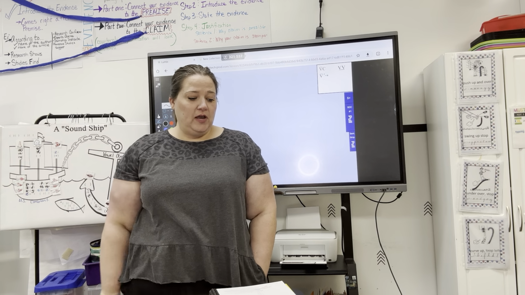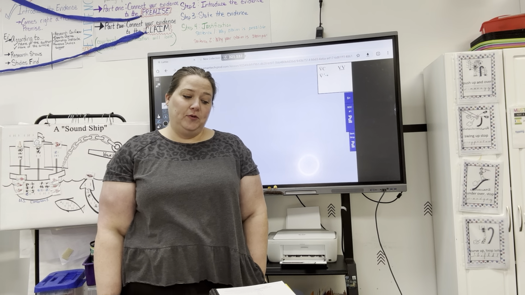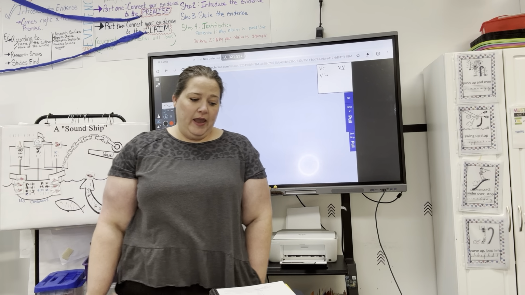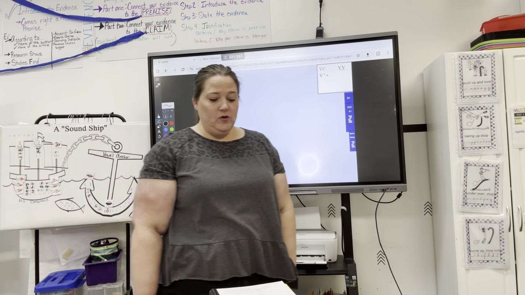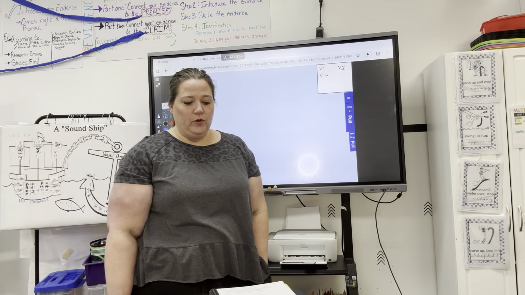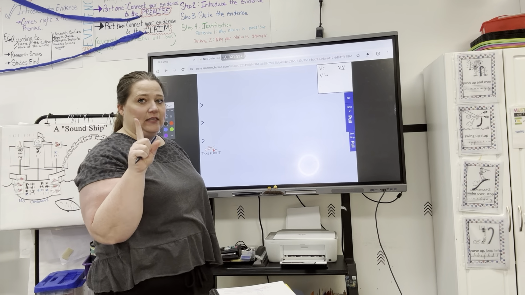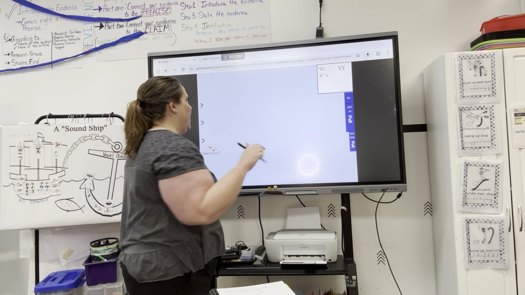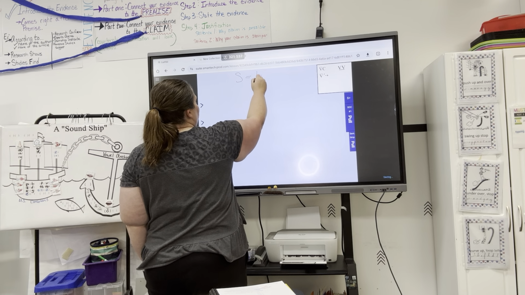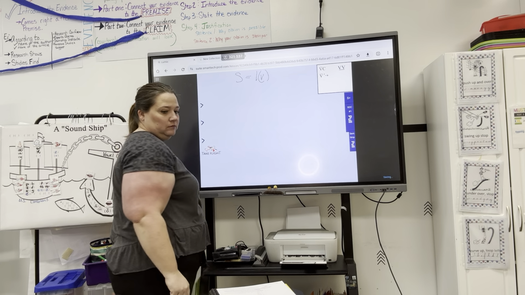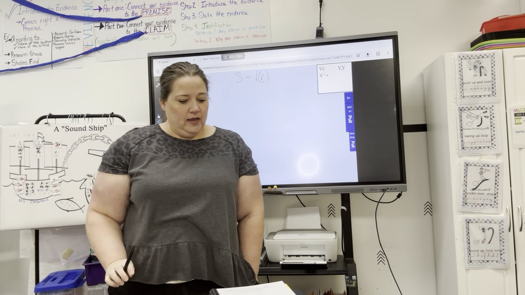All right, now we're going to talk about syllables. And who can tell me what a syllable is? That's right, a syllable is a word or part of a word with one vowel sound. So a syllable has how many vowel sounds? One. So a syllable equals one vowel sound. All right?